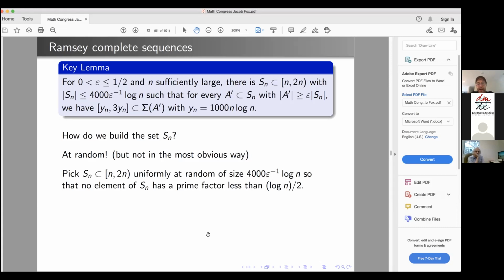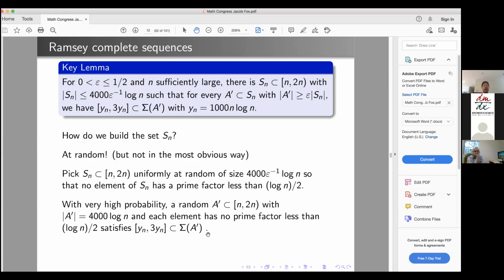Among the elements from n to 2n with no small prime factor, you're going to pick the Sn to be a subset of that uniformly at random. And then you check that a random A prime of that given size, 4,000 log n, and each element has no small prime factor, satisfies with very high probability that yn to 3yn is going to be a subset of sigma of A prime. So this is really the heart of the proof.